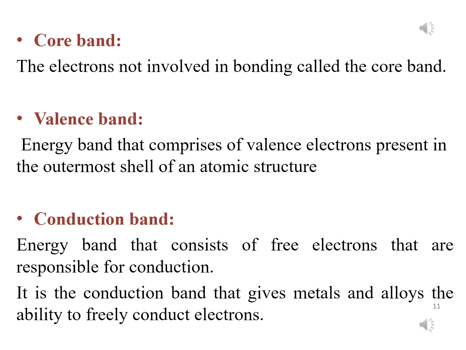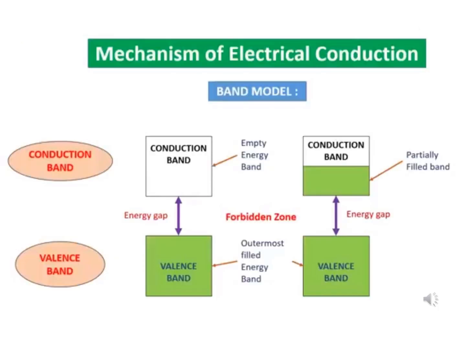and how electrons can move from the valence band to the conduction band. So what is the mechanism of electrical conduction? There is a band model, as we explained: in electrical conduction we take two bands into consideration. One is the conduction band and the other is the valence band. This is known as the band model.